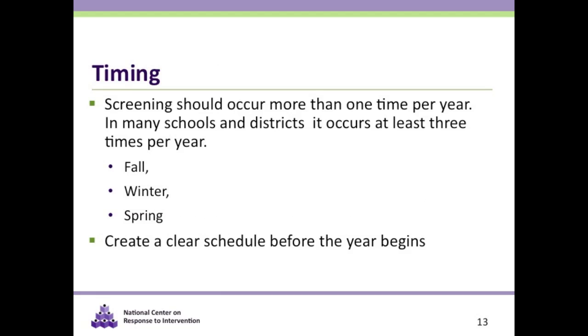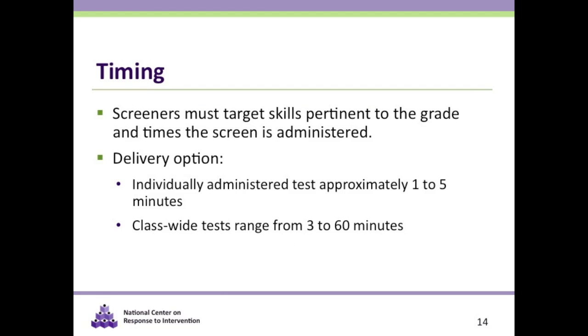In thinking about when screening will occur, it's important to remember that screening should occur more than one time per year. But in many schools and districts, it occurs at least 3 times per year, the fall, the winter, and the spring. Teams should create a clear schedule before the beginning of the year in order to see when screening will occur throughout the year. Screeners must target skills pertinent to the grade and times that the screen is administered. In other words, don't screen students solely on skills that they've not been taught yet or that are no longer pertinent, such as measures of phonemic awareness in 3rd grade.